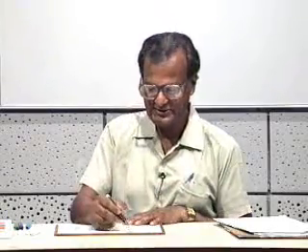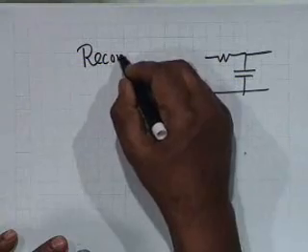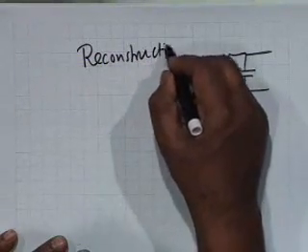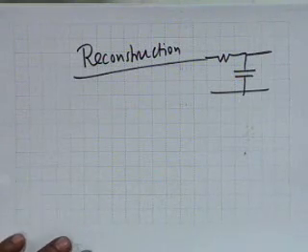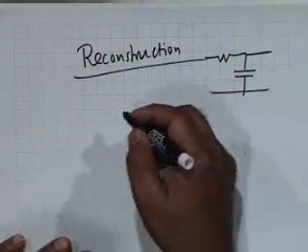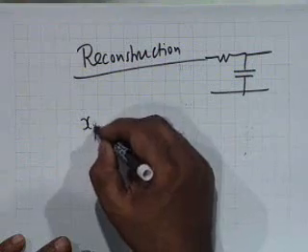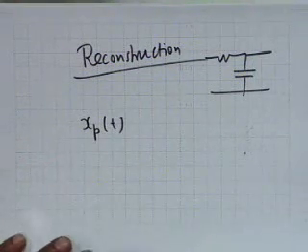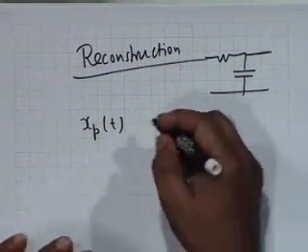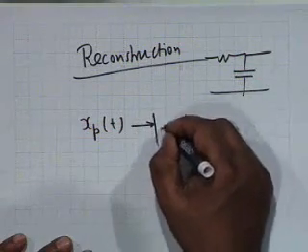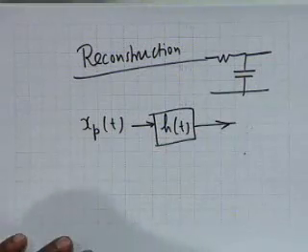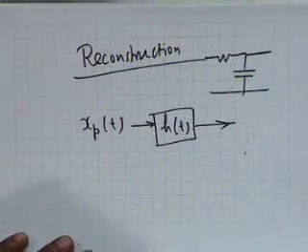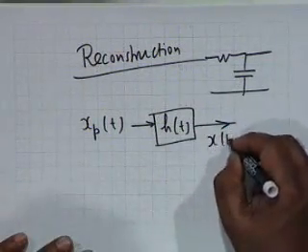Alright. The next question that we consider is the question of reconstruction. Well, one of the things that we have already discussed is that if we have an xp of t, that is the sampled version of a continuous signal, what we have to do is to pass it through h of t, where h of t is the impulse response of an ideal low pass filter, and then we get x of t.